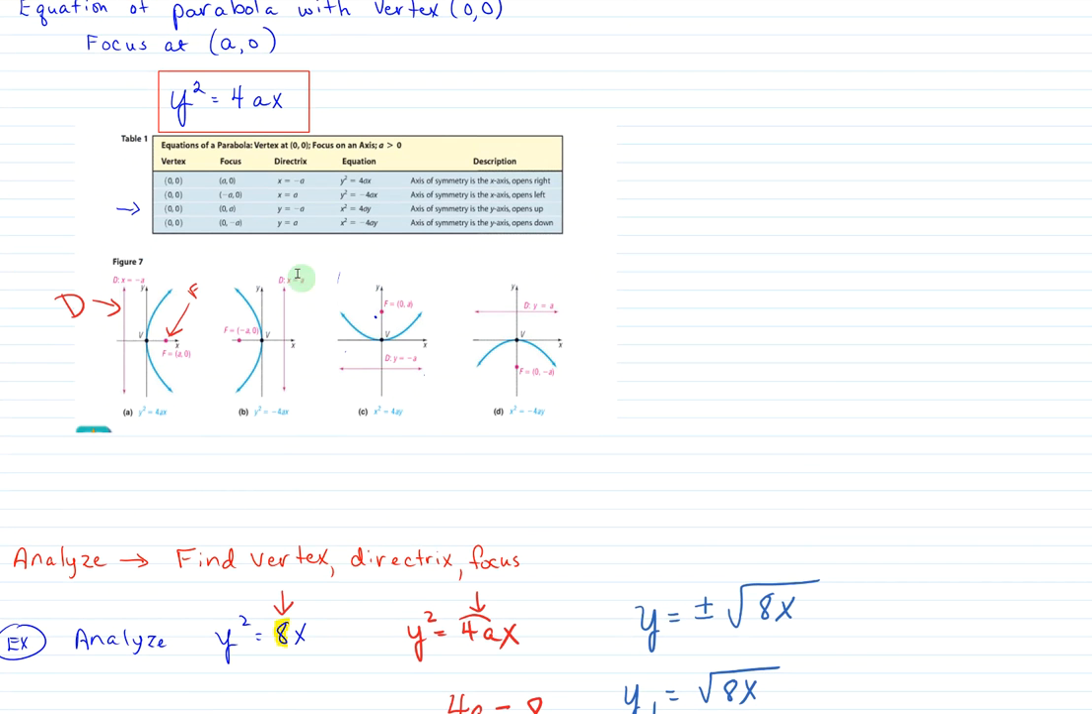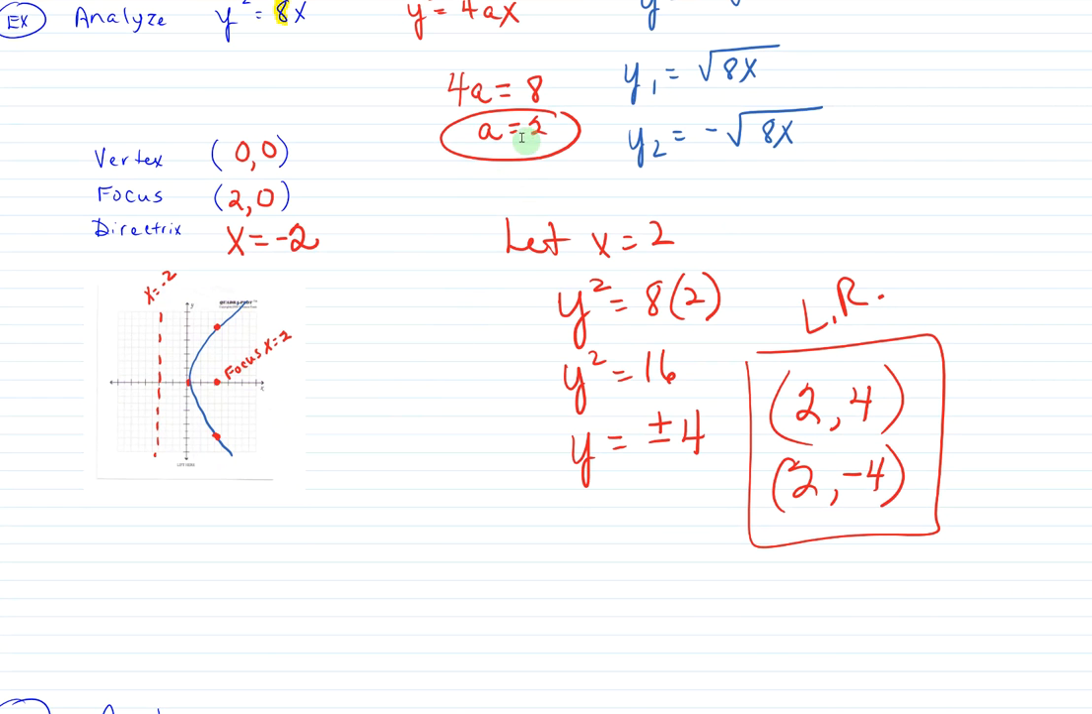Remember the focus here, the focus is 2 comma 0. So we know a is 2, focus is 2 comma 0. The vertex is 0, 0. The directrix is x equals negative a, so negative 2.